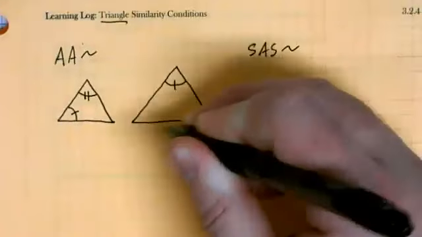We don't have to have a mark. Sometimes they'll give you actual angles. They'll say this is 55 and this is also 55. We saw some of those in our homework.